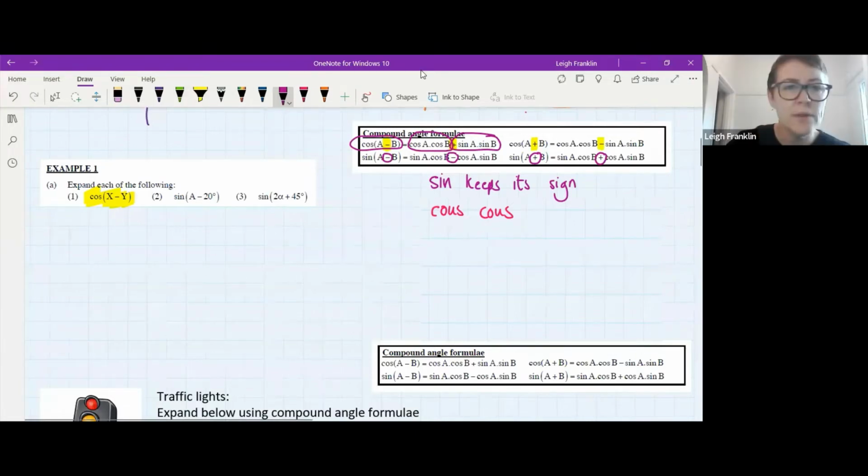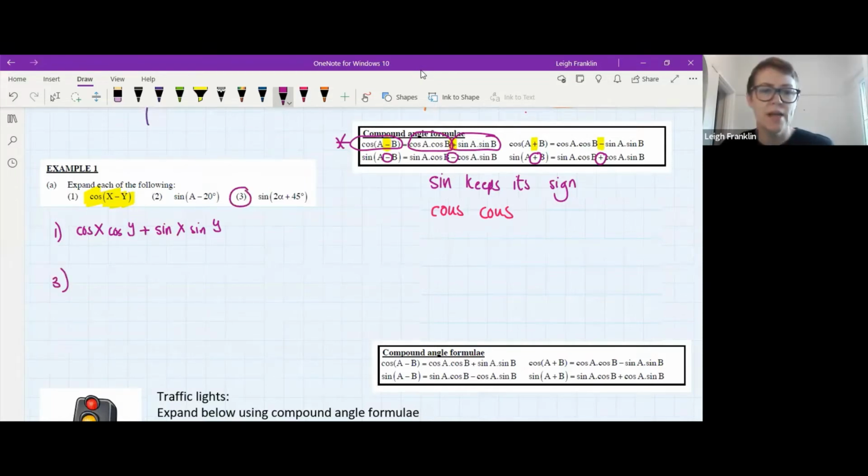In the very beginning, we recognize cos x minus y is the same one over here that I've written all over. All the question is asking me to do is expand. So I'm going to expand it using my formula. So cos x cos y, and then remember cos doesn't keep its sign, so this is a plus, sine x sine y. That's all I'm doing. I'm just expanding.